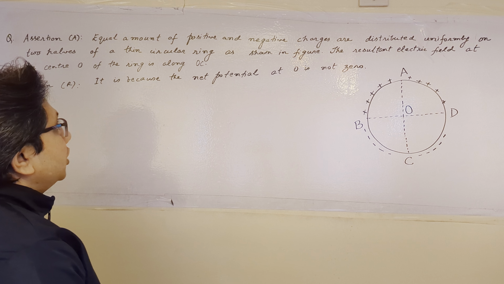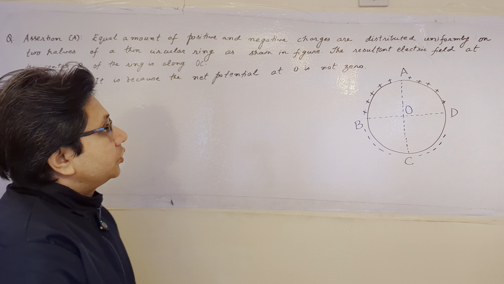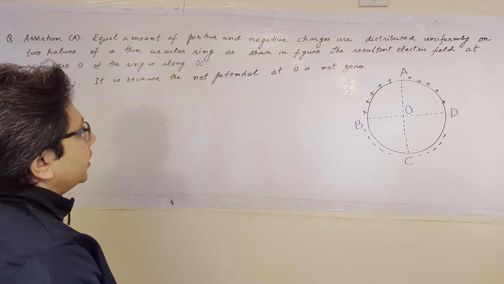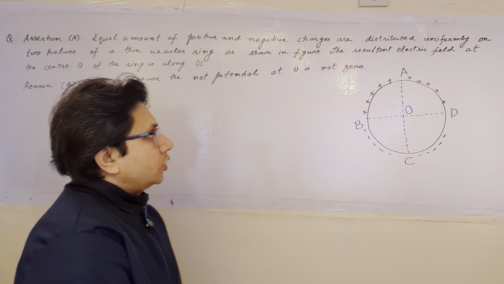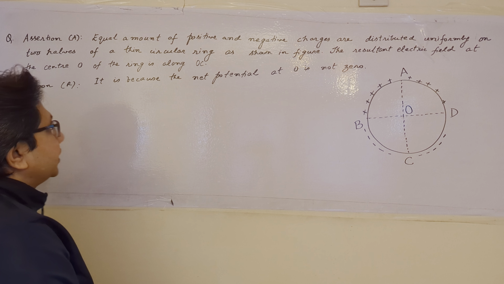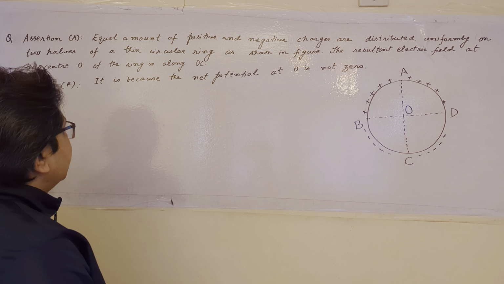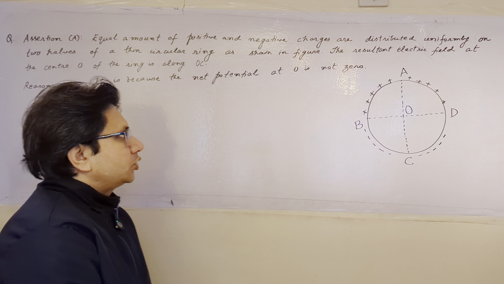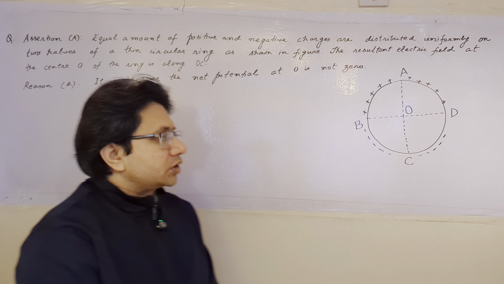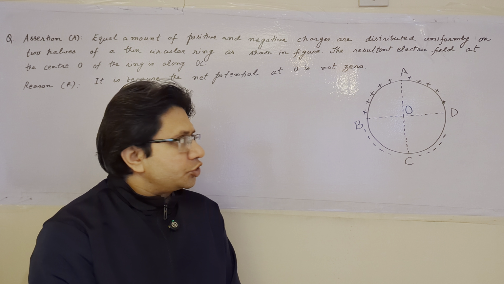The question is an assertion and reason. Equal amounts of positive and negative charges are distributed uniformly on two halves of a thin circular ring as shown in the figure. The assertion: the resultant electric field at the center O of the ring is along OC. The reason: the net potential at O is not zero. So this is an assertion and reasoning based problem on the topic of electric field and potential.